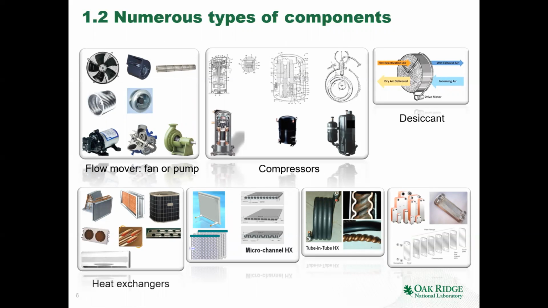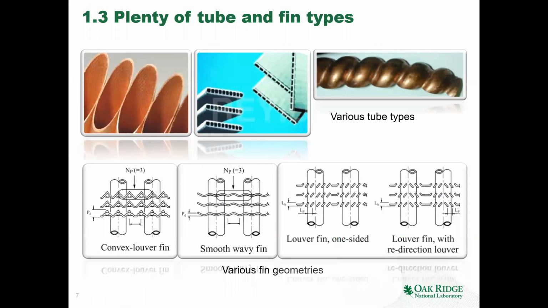And as we mentioned, we have extensive component libraries, for example, compressors, heat exchangers, fans and pumps, desiccants, and different geometries of heat exchangers. The models were developed based on detailed physics and detailed correlations that can account for various tube and fin geometries. For example, microfin tubes, microchannel tubes, twisted tubes, and different fin types, for example, louvered fin, smooth wavy fin, convex louvered fin, and so on.